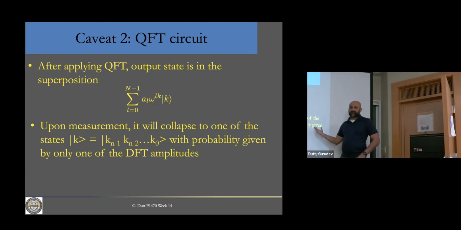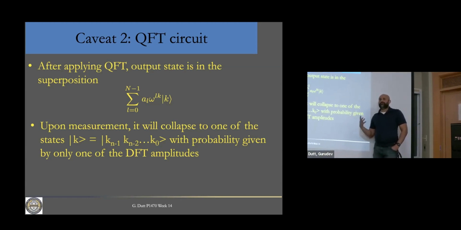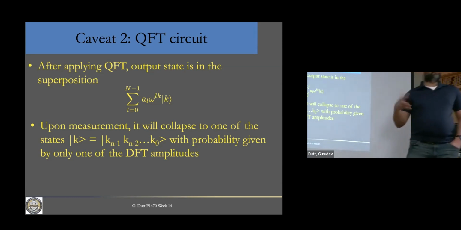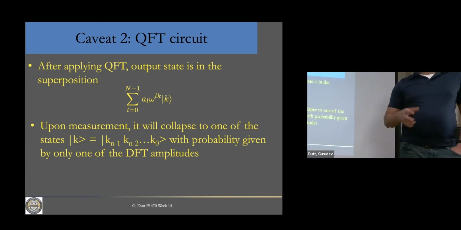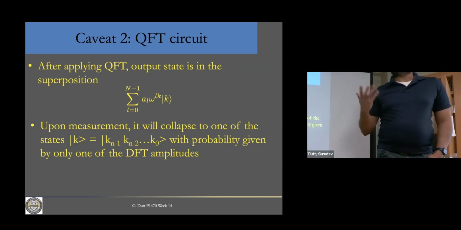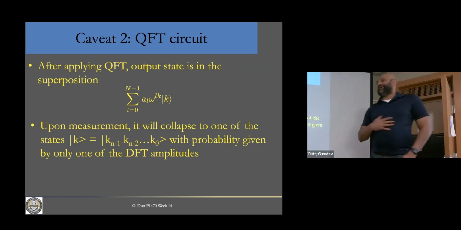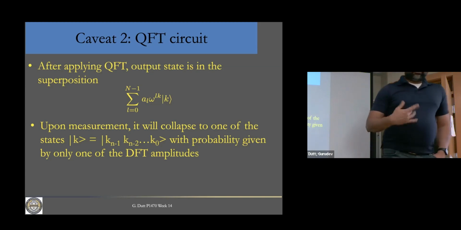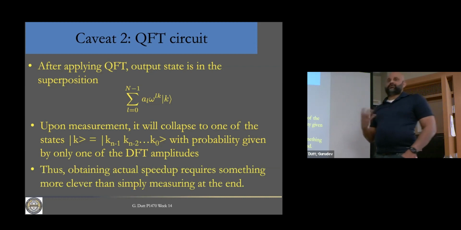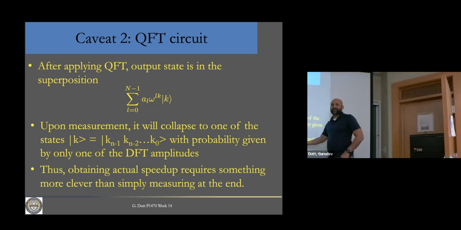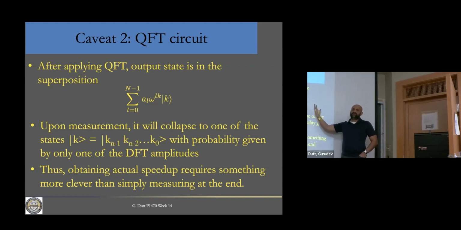And this might require you to measure the QFT like millions of times to get a good histogram of all the DFT amplitudes. So you're kind of losing some of the speed up that you would have expected because you're having to do this DFT many times and then measure it and find the probability distribution to get the actual amplitudes. Okay, so that is not so nice. So in fact, what that says is that getting actual speed up over classical algorithms requires something more clever than just simply measuring at the end. So it's only again for specific problems that we find that applying the QFT will give us a speed up.